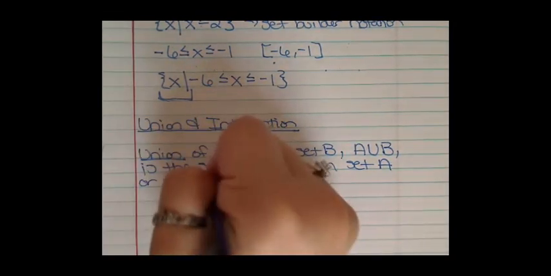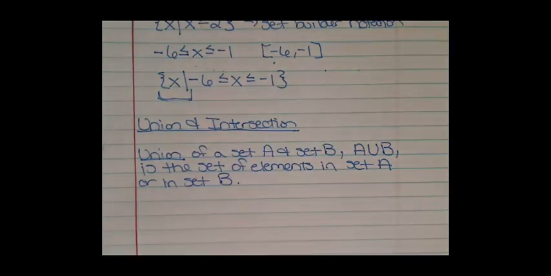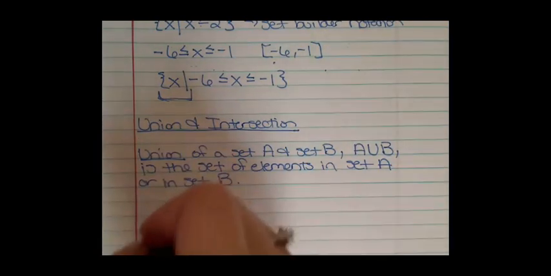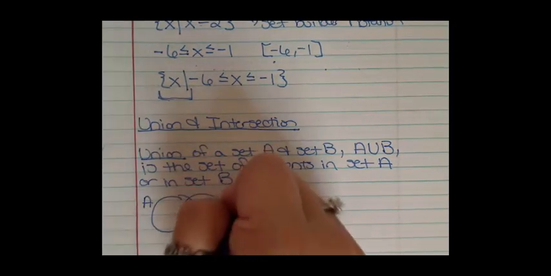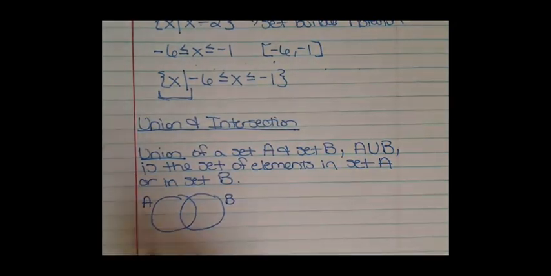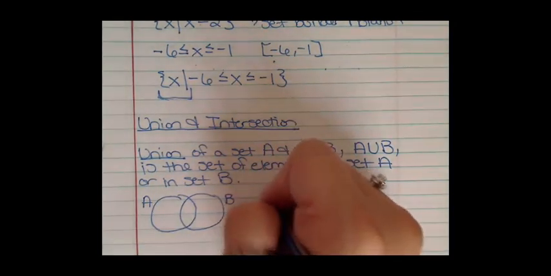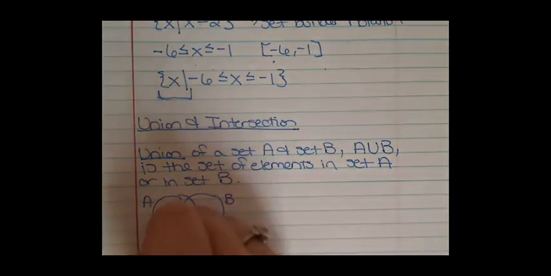In words that might be a little bit confusing, but it's easier to think of union and intersection in terms of Venn diagrams. So the circle on the left is set A. The circle on the right is set B. So the union of A and B is going to be anything that's in A or anything that's in B. So that means all of this is A union B.